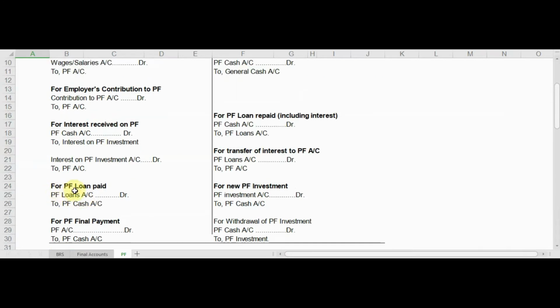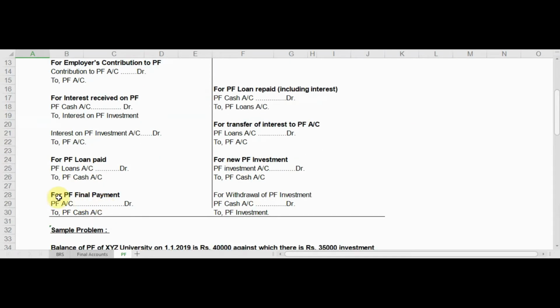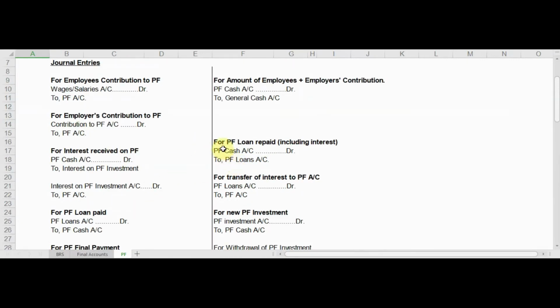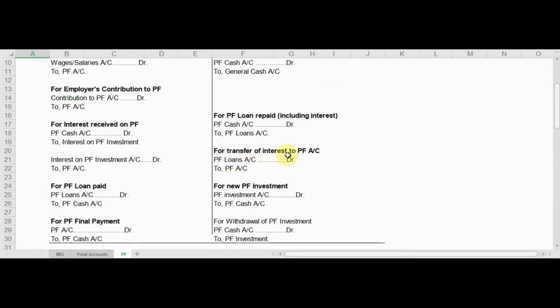Next, for PF loan paid, PF loans account debit to PF cash. Next, for PF final payment, PF account debit to PF cash. Now, for PF loan repaid including interest, PF cash account debit to PF loans. For transfer of interest to PF account, PF loans account debit to PF account.